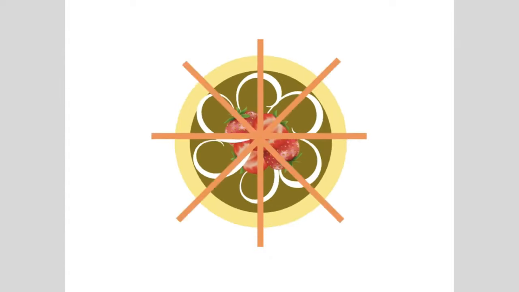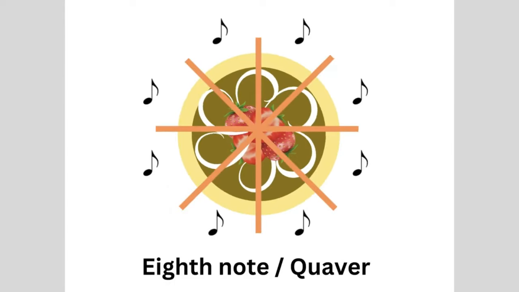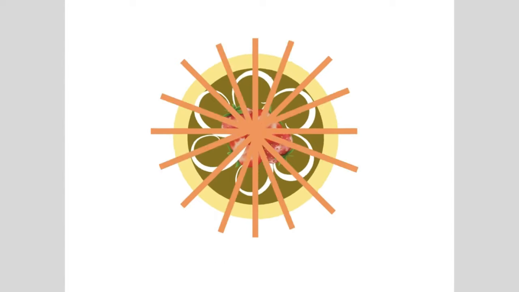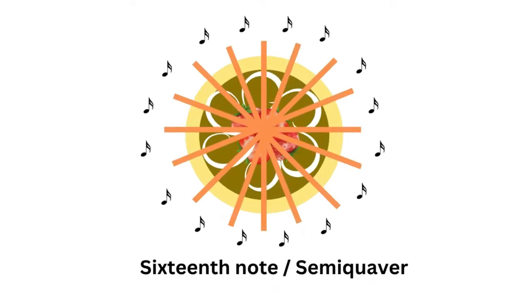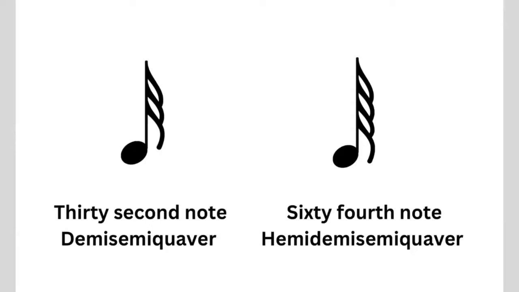At this point, you can make a guess of the next note value, which should be a quaver or eighth note, because the cake will be shared by 8 people. And then there are 16 people to share the cake, that is semiquaver or 16th note. When there are 32 people to share the cake, that becomes demisemiquaver or 32nd note. The next will be 64th note, in British English is hemidemisemiquaver. I hope you all remember it. We will further discuss it afterwards.